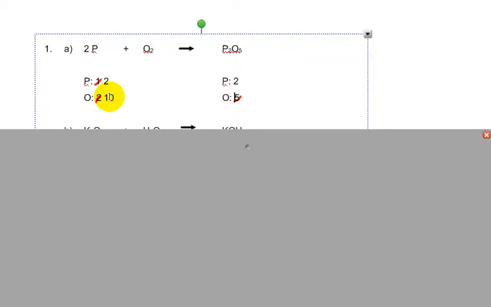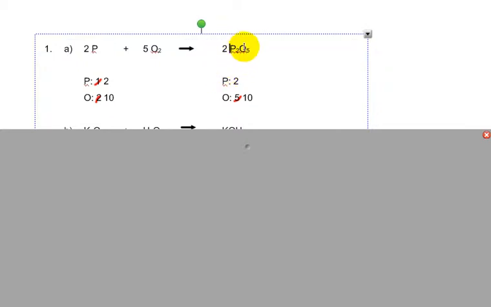10. 10. And of course in the equation here to make 10, I'm going to have to put a 5 here. 5 times 2 is 10. And over here, 2 times 5 is 10.